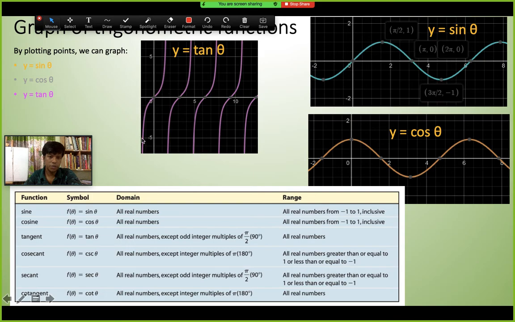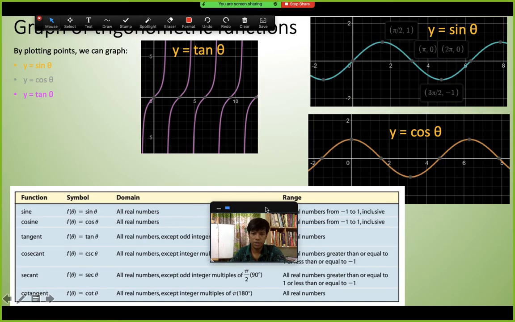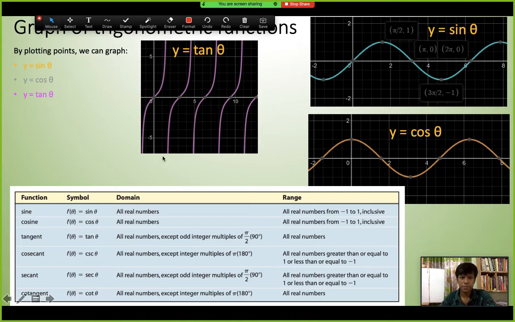And for tan theta, you can see if we draw the graph, it goes to infinity. So basically the range of tan theta is from -infinity to +infinity. And at some points tan theta is undefined, because tan theta is sin theta divided by cos theta. So tan theta is undefined at some points.